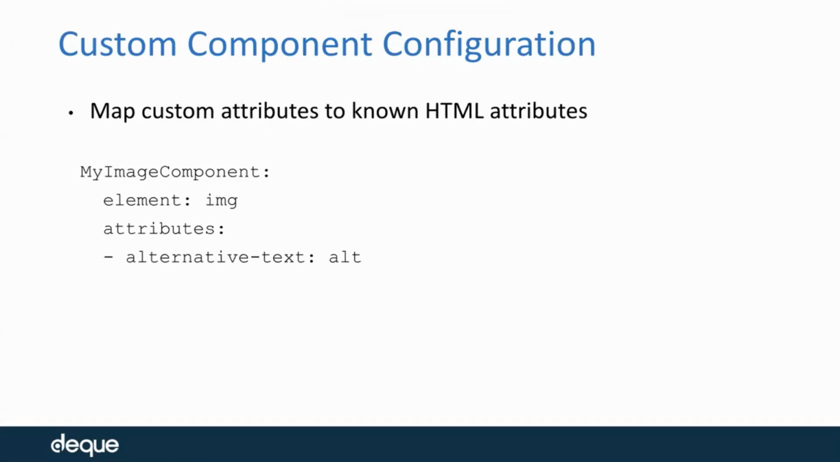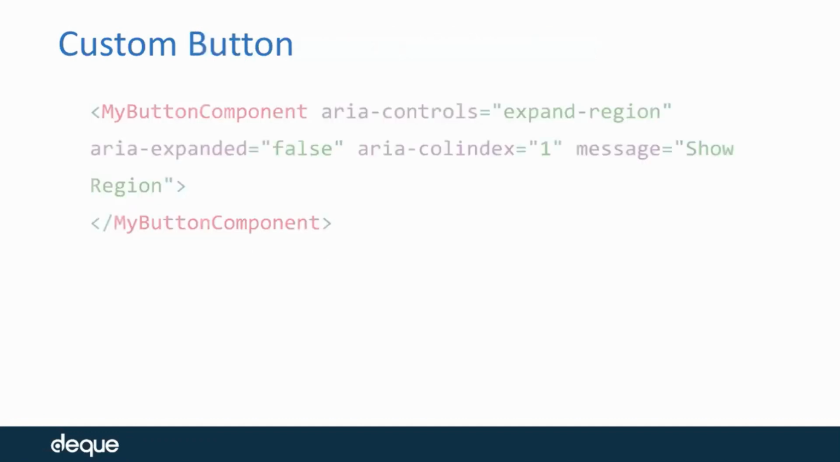Then I have the ability to map custom attributes to known HTML attributes. So for example, if I've got in my custom image component the attribute alternative-text, and that maps to the underlying alt attribute. I don't know why I would do that, because that's taking something very short and sweet and turning it into something very long and tedious, but at least you can do this. What it'll do is, anytime the user uses the alternative-text attribute, it'll assume that that's mapping to the underlying alt attribute, and it'll interpret that in the appropriate way.